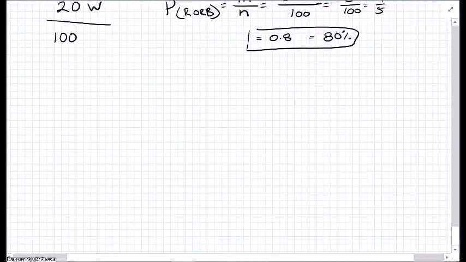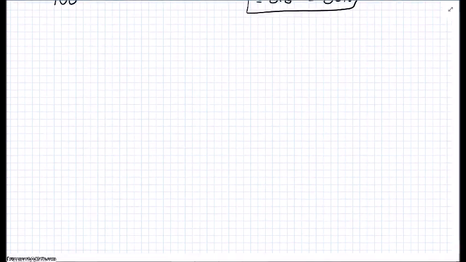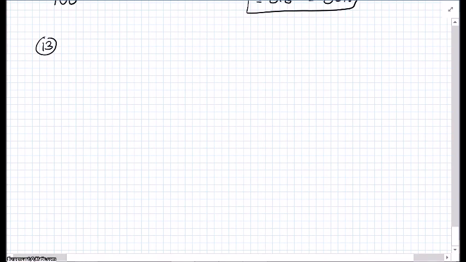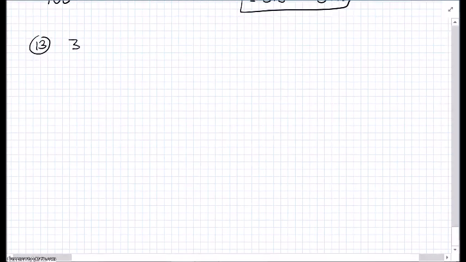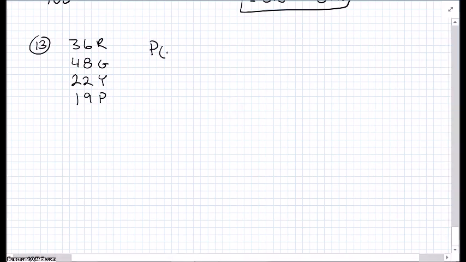Number 13. Okay, number 13. A bag contains 36 red, 48 green, 22 yellow, we're getting fancy now, and 19 purple blocks. You pick one block at random, find the theoretical probability. For 13, it's asking for the probability of green or yellow.